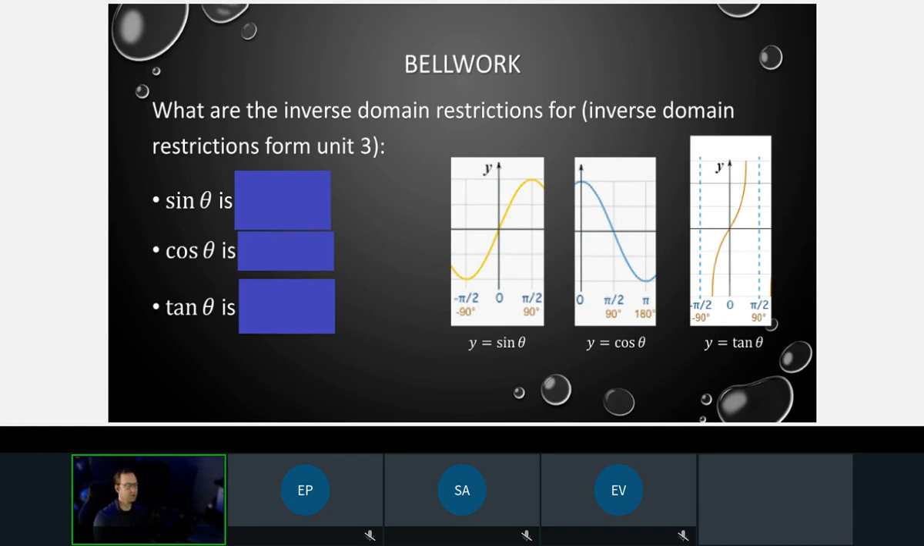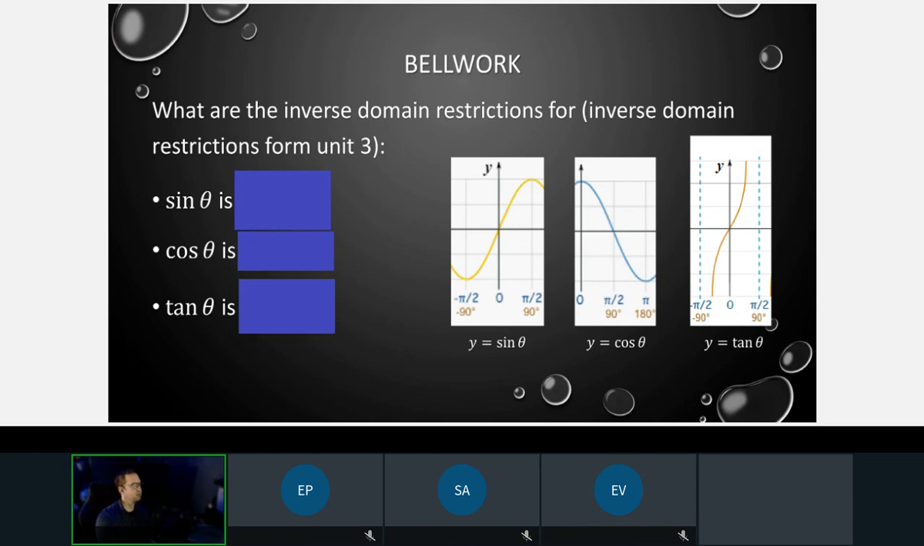Here's a problem on the screen. Feel free to pause this to work it out yourself, or just wait for the answer. This is review from Unit 3, a little reminder of the domain restriction that's built into your calculators. So I ask you about sine, cosine, and tangent, and the picture kind of gives away the domain restriction.